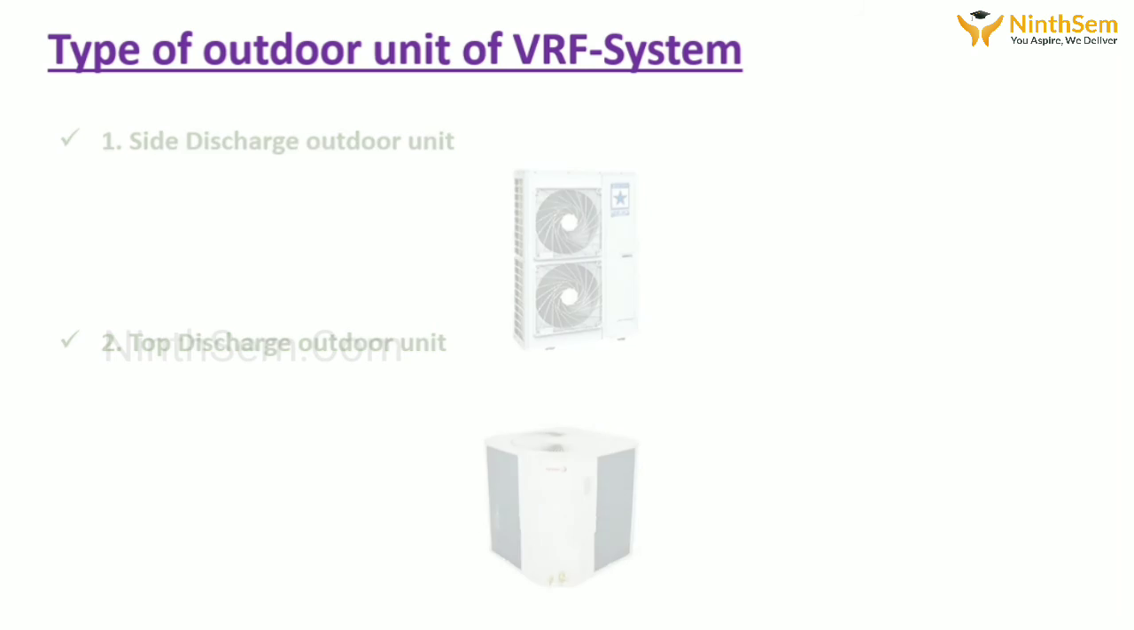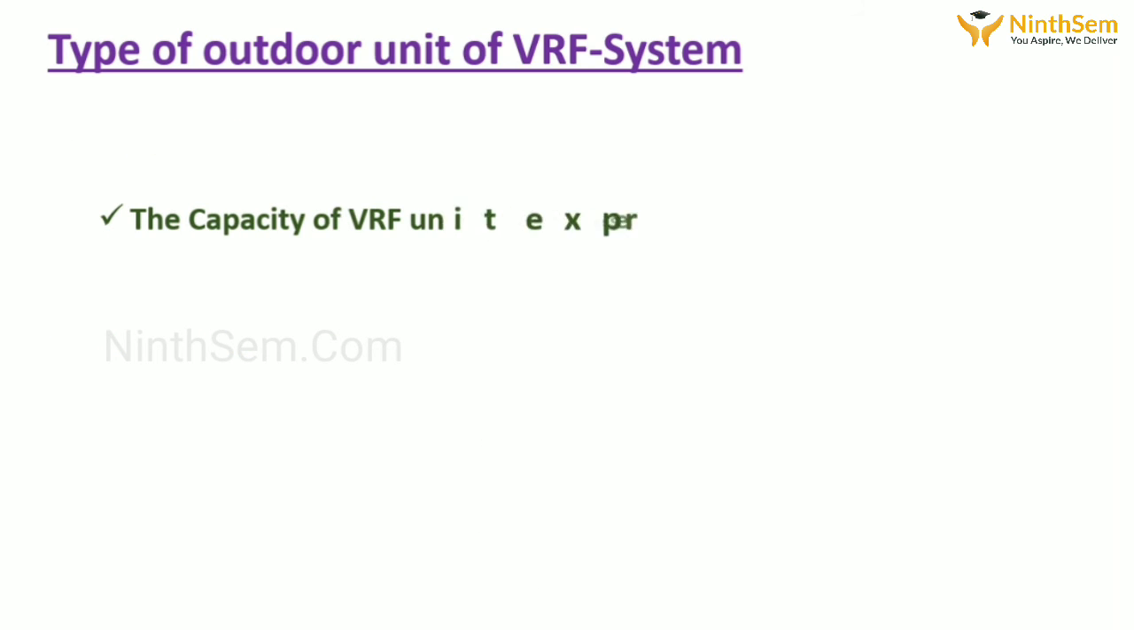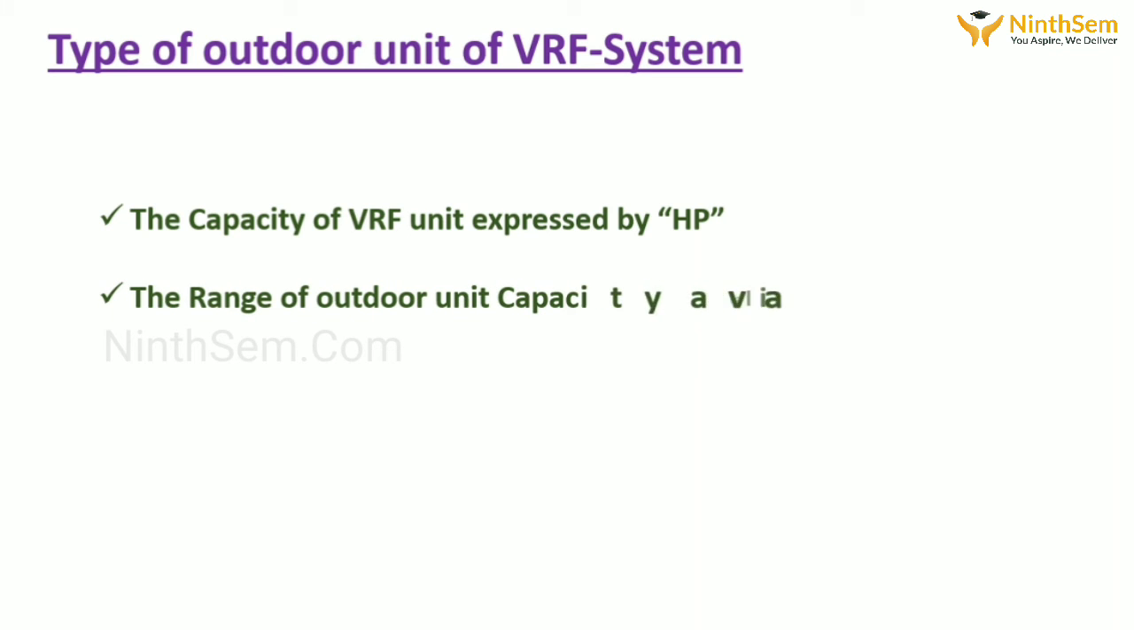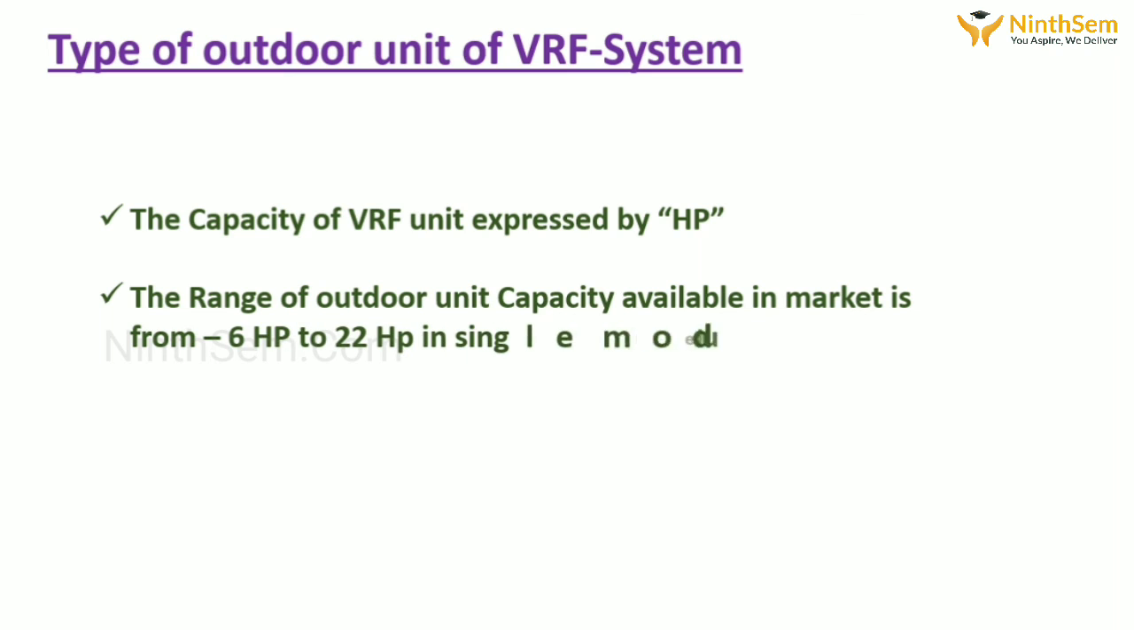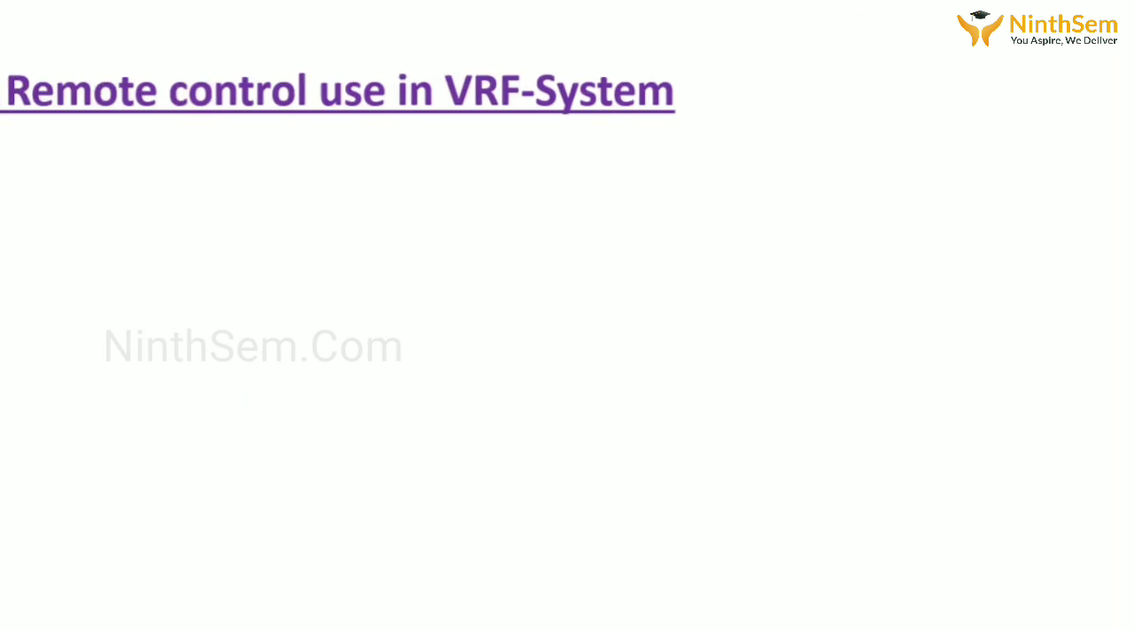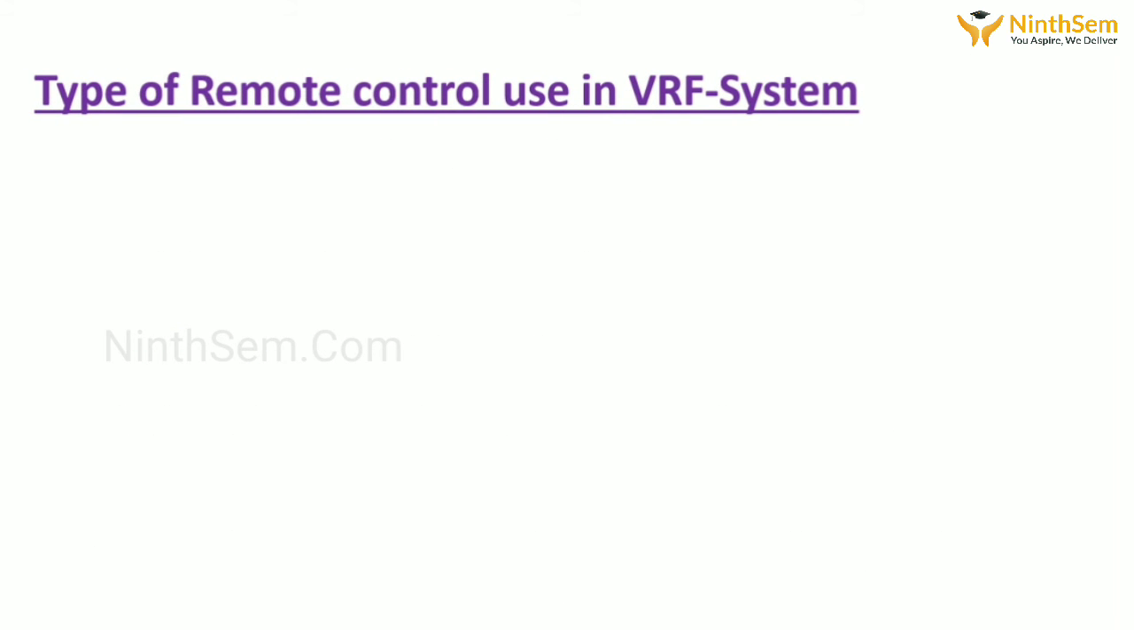The capacity of VRF unit is expressed in HP. The range of outdoor unit capacity available in the market is from 6 HP to 22 HP in a single module and up to 44 HP for a dual module. Types of remote control used in VRF system.